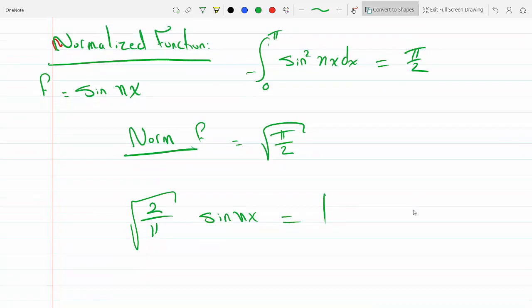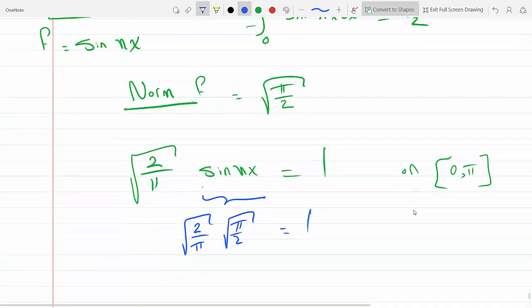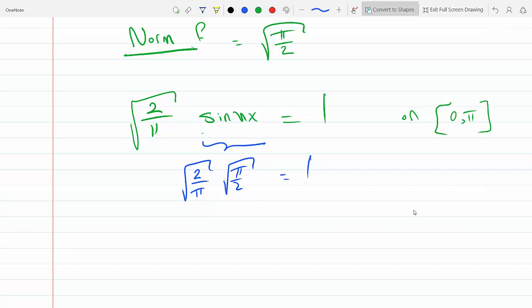So this has a norm of 1 on 0 to pi, because we've already proved that this guy here has a norm of square root pi over 2. So if you multiply it by its reciprocal, you will indeed get 1. So what is it that gives you a multiplicative factor of 1? That's the point. Now, why is this important?